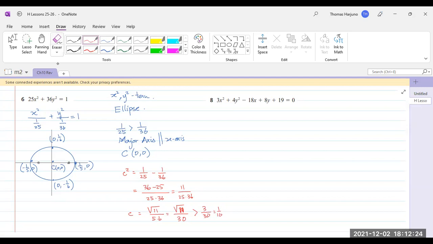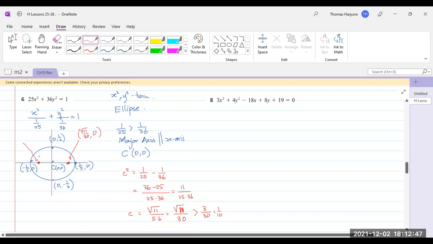Okay, so the vertex is actually very close to the center, though. You know what? How do I put that? So the coordinates here, this guy will be square root of 11 over 30, 0. And this guy here, that's the focus. This one here will be negative square root of 11 over 30, 0.